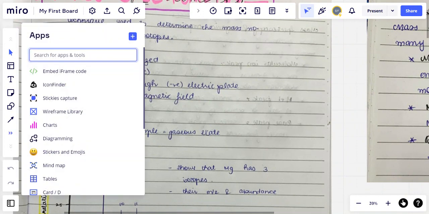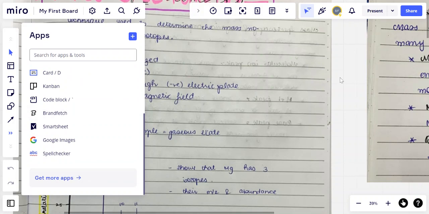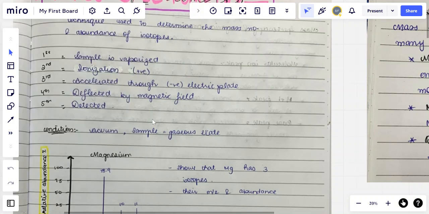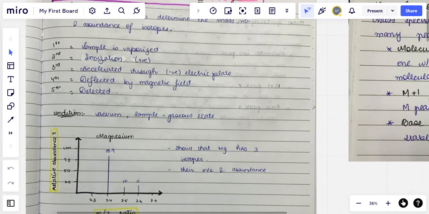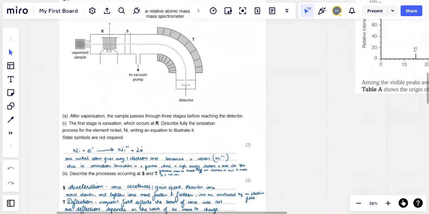You can make up a mnemonic to your needs yourself, but these are the steps and it's pretty easy. You can just learn it like VIADD. Very important acceleration, I don't know, you can make your own mnemonic. I've not thought of one and can't on the spot, but it's easy. Vaporization, ionization, acceleration, deflection, and then detection. I'll show you a diagram for it.